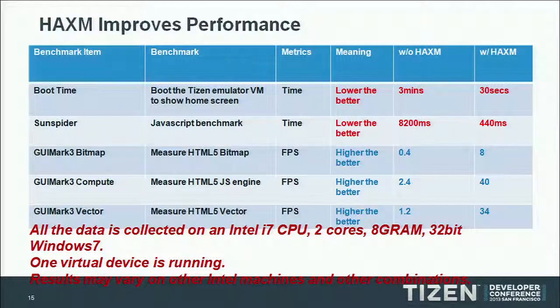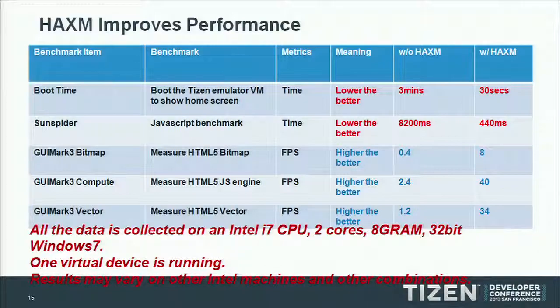The next item is the SunSpider. SunSpider is the famous JavaScript benchmark. It measures the time to cover all the JavaScript test cases. And we can see without HAXM, the time will be more than 8,000. And with HAXM, it's about 440.